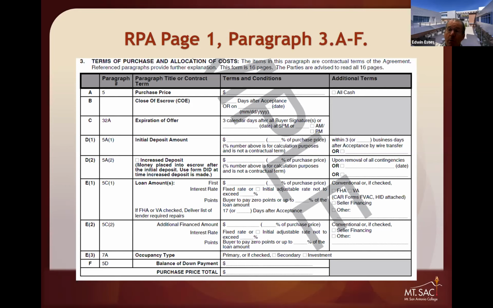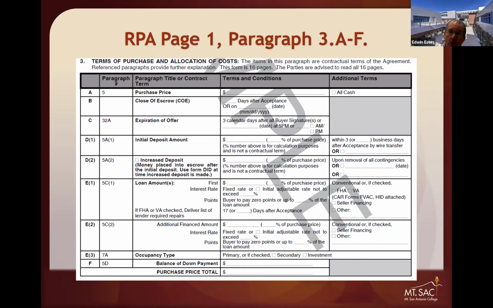Again, I do not recommend you accept a deposit check on behalf of your buyer. I know your broker doesn't like to do that because now you're in receipt of trust funds. But if your buyer is going to deliver a check to escrow, then you could check the box there and deliver the check to escrow and just write in there, buyer to deliver a check to escrow within 3 business days. All right. D2 is if you want to do an increase of deposit.